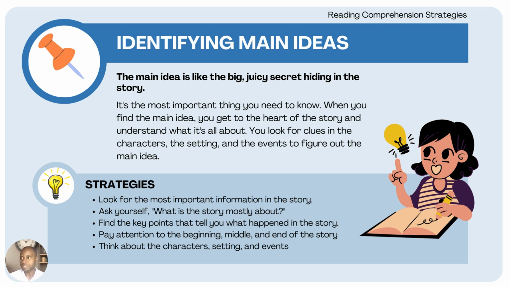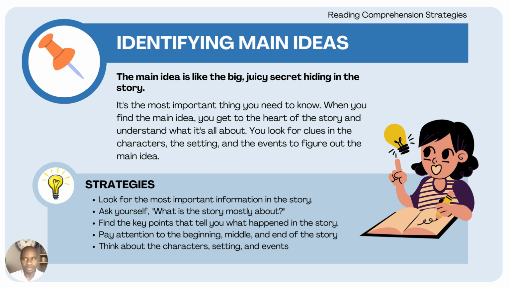So the main idea is like the big story or the big picture. So first, you need to look for the most important information in the story. And to be able to do that, you need to get hold of the topic sentence. Now, you need to ask yourself, what is the story mostly about? Because when you're able to do that, you should be able to notice the direction of the story.